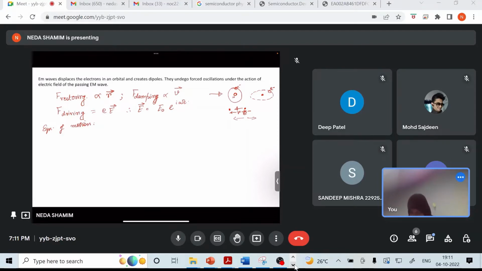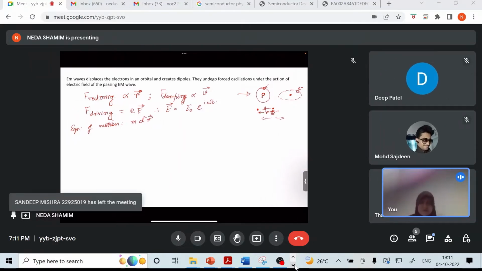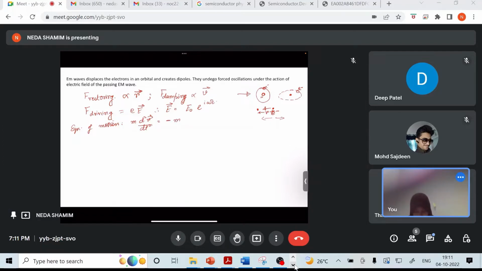We will get m d2r by dt square, where m is the mass, is equal to whatever the restoring force will be: minus m omega 0 square r. Here omega 0 is the natural frequency, the resonance frequency of the electron with which it is trying to oscillate about its equilibrium position.